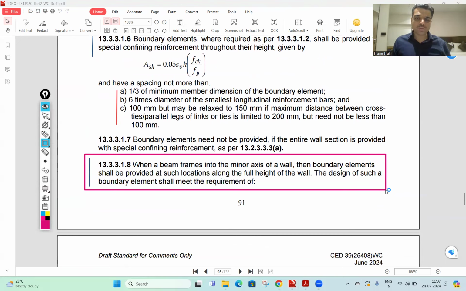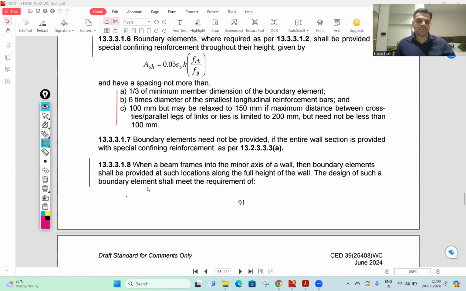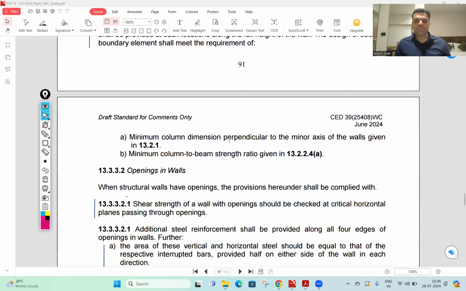So when a beam frames into the minor axis of the wall, then boundary elements shall be provided at such locations along the full height of the wall. The design of such a boundary element shall meet the requirements of minimum column dimensions perpendicular to the minor axis of the walls as given in 13.2.1, which is 20 db, and minimum column to beam strength ratio as given in 13.2.2.4a.